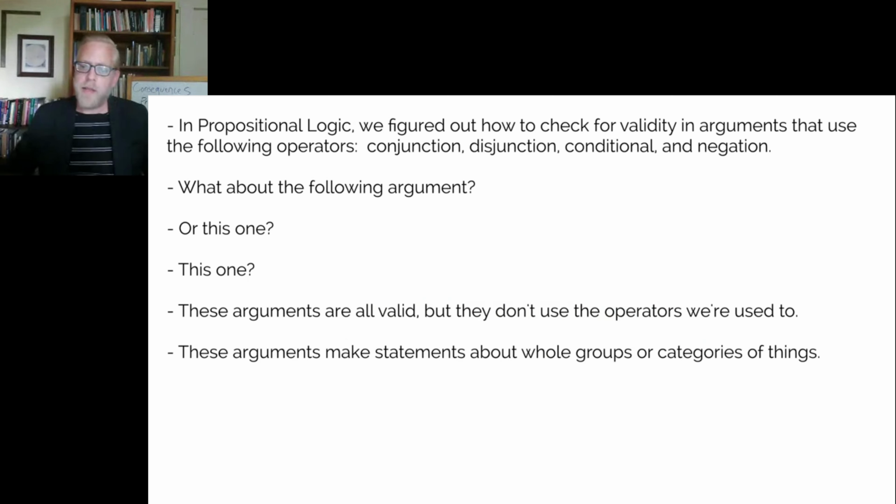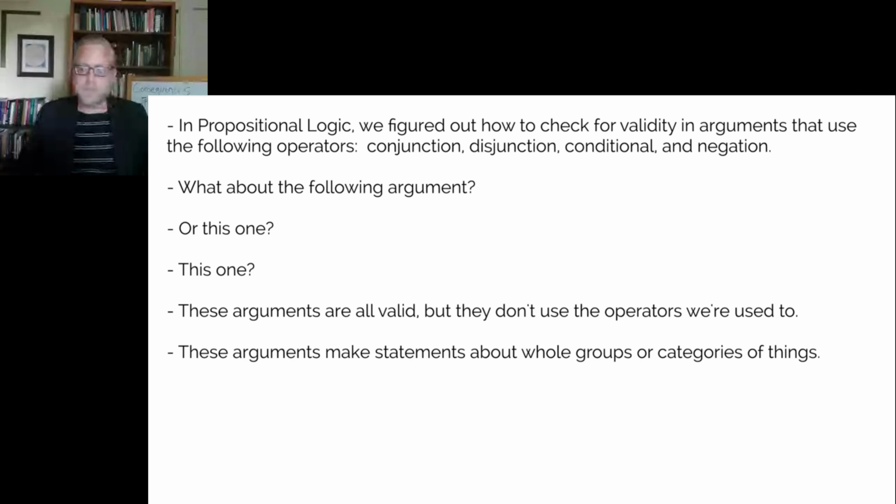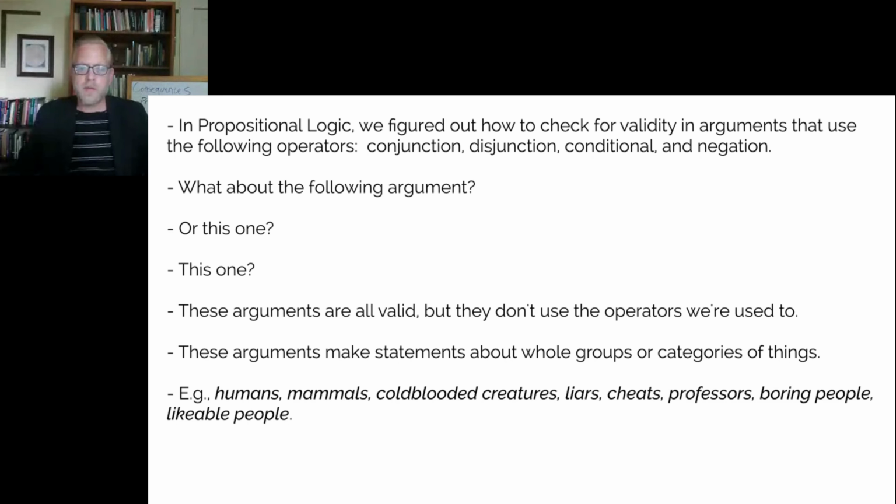So they're valid. They don't use the same operators though. They make statements about whole groups or categories of things. So you can, again, imagine we're talking about all the members of a certain category, or maybe about some of them, or we're saying something about none of them. These are all categories: humans, mammals, cold-blooded creatures. Anytime you have a noun with a plural, like with an S at the end of it, we're talking about categories of things.